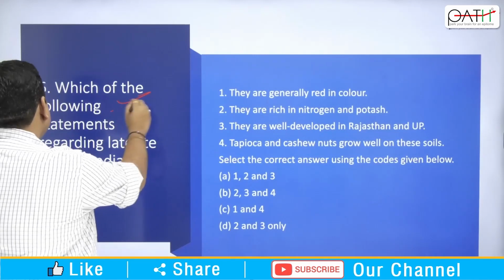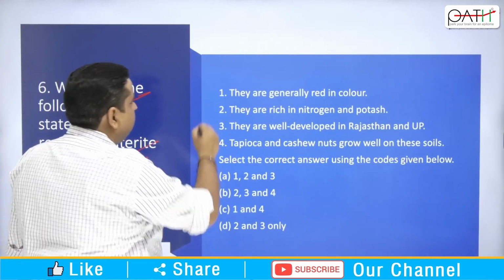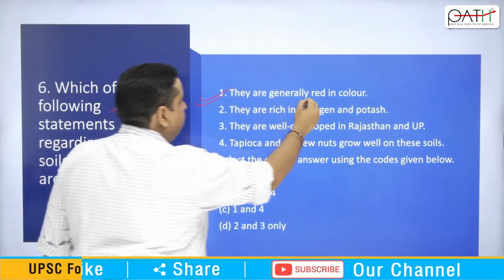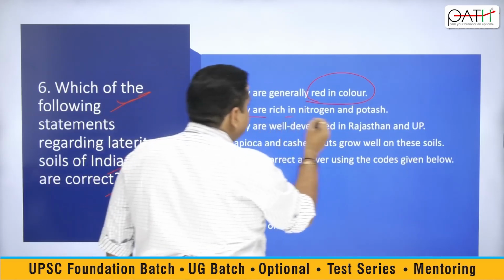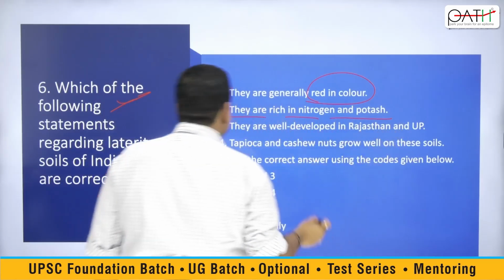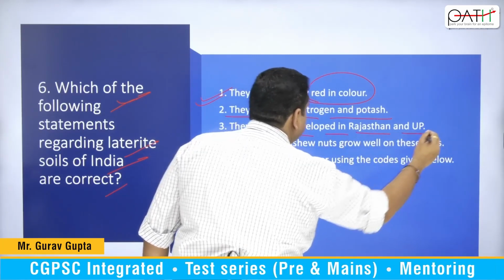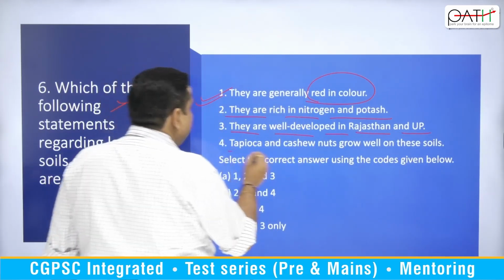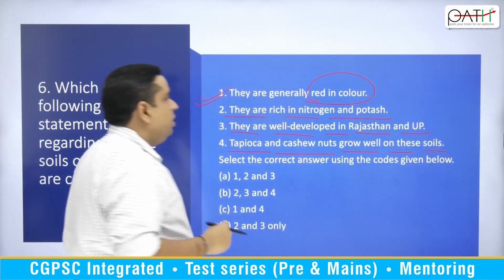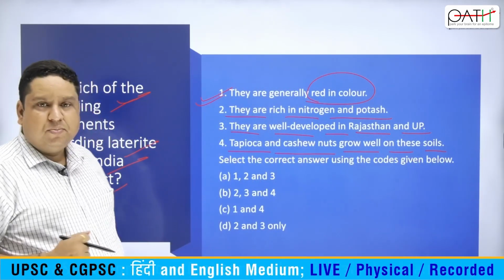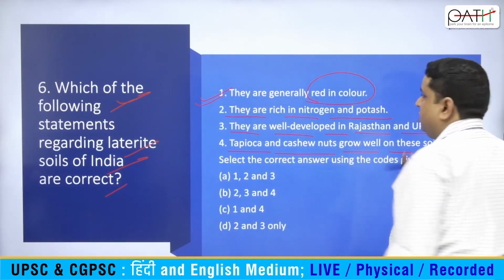Which of the following statements regarding laterite soil of India are correct? First, they are generally red in color. Then next, they are rich in nitrogen and potash. They are well developed in Rajasthan and UP, and tapioca and cashew nuts grow well on these soils. So guys, laterite soil. For laterite soil, you should first try to understand how this soil is formed.